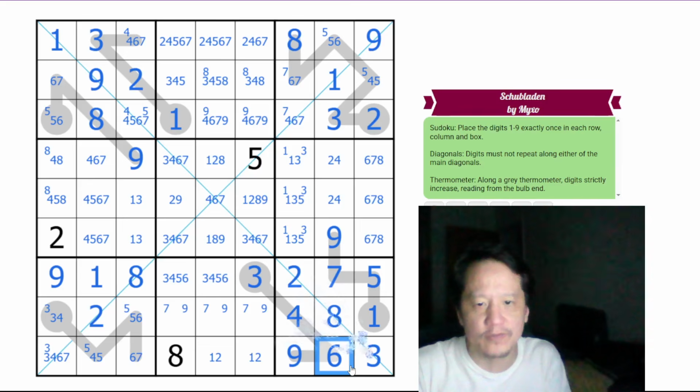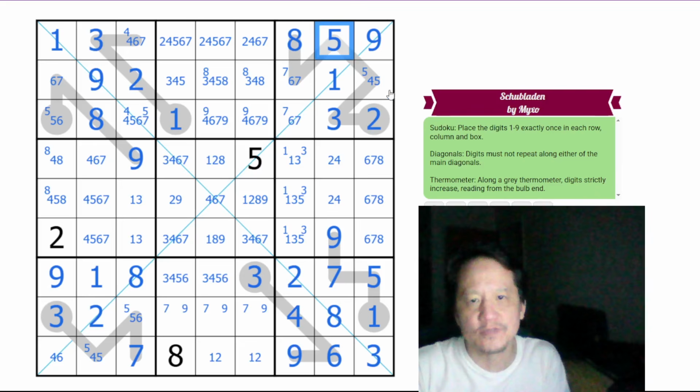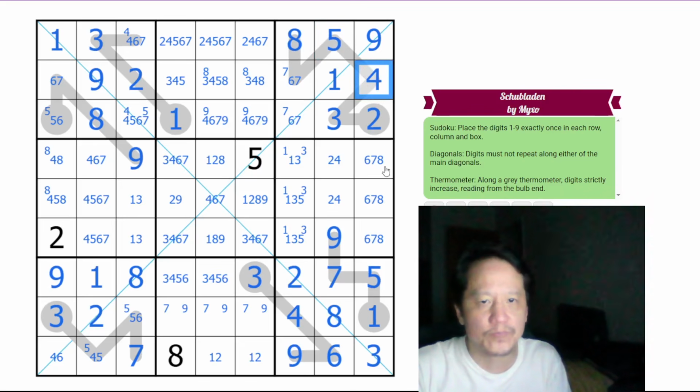5 eliminates 5 here, so it's 6, which makes this 7. 4 eliminates 4 here, so it's 3. This can't be 7 or 3. It's 4 or 6. 4 here eliminates 4 here, so it's 6, 7 as a pair, which eliminates 6, 7 in the rest of the box, so this can't be 6. It's 5, and that's 4.